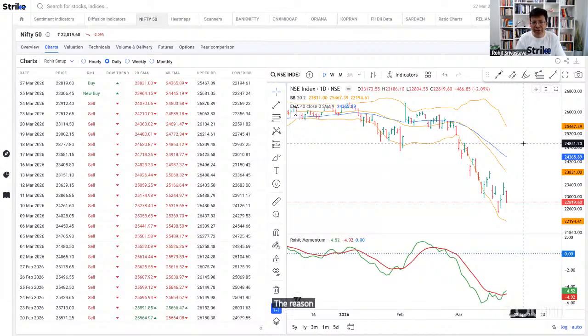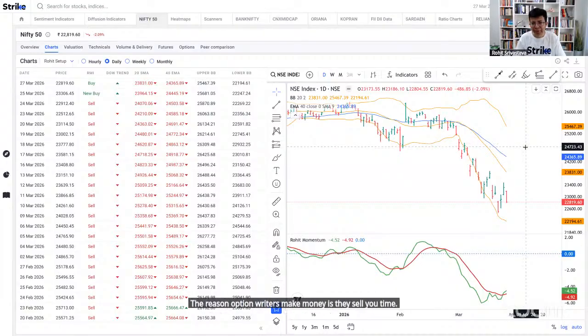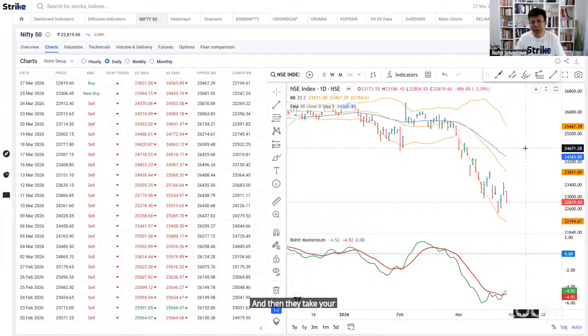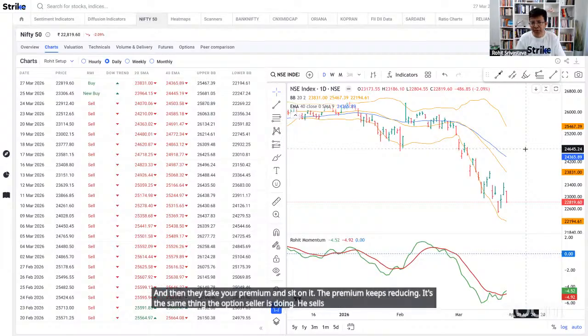The reason option writers make money is they sell you time. It's like an insurance policy, right? Why do insurance companies make money? They sell you time. They say your whole life till you die. And then they take your premium and sit on it. The premium keeps reducing. It's the same thing the option seller is doing. He sells you and then he keeps earning the premium.